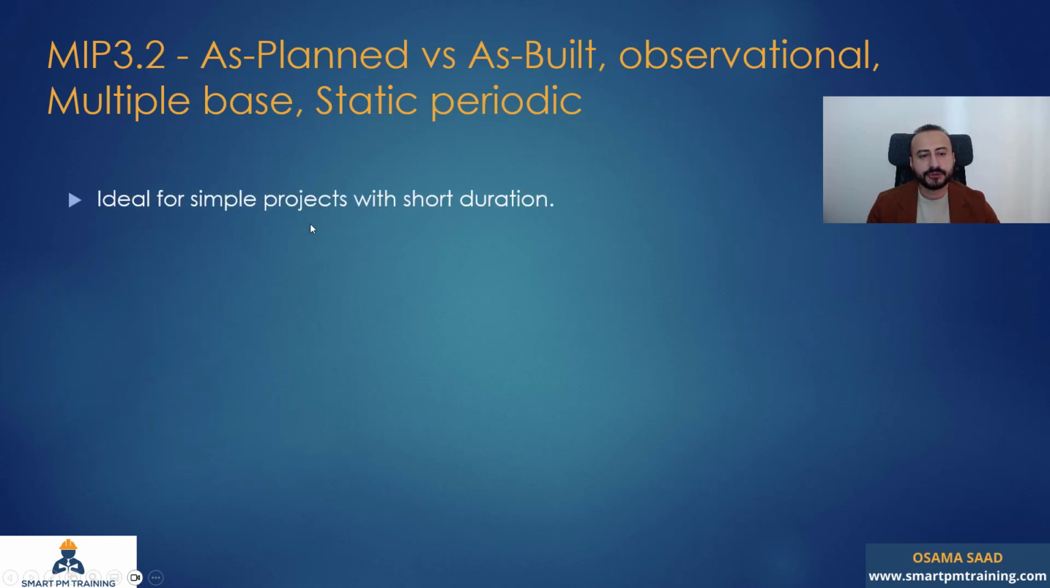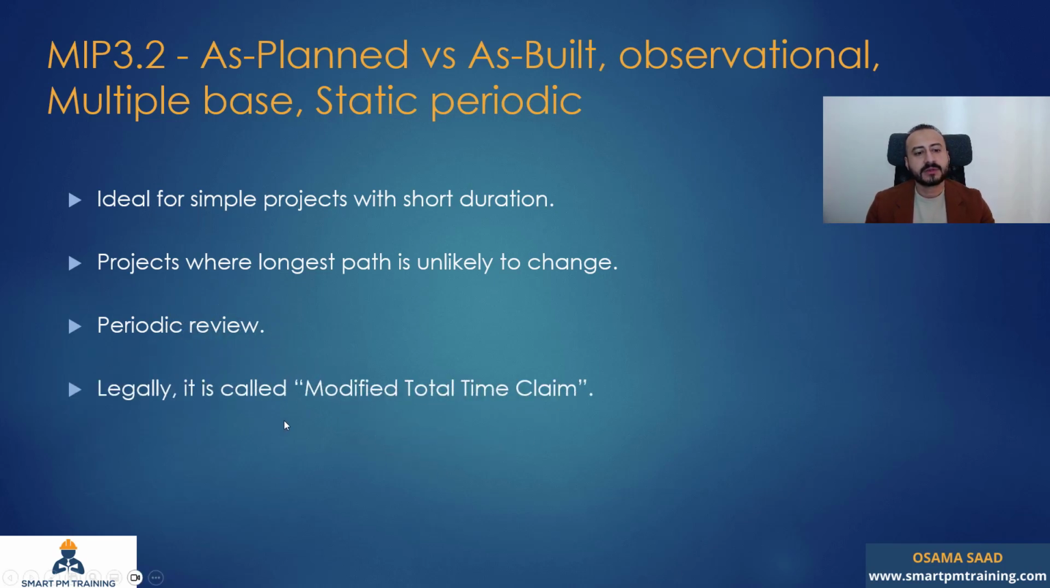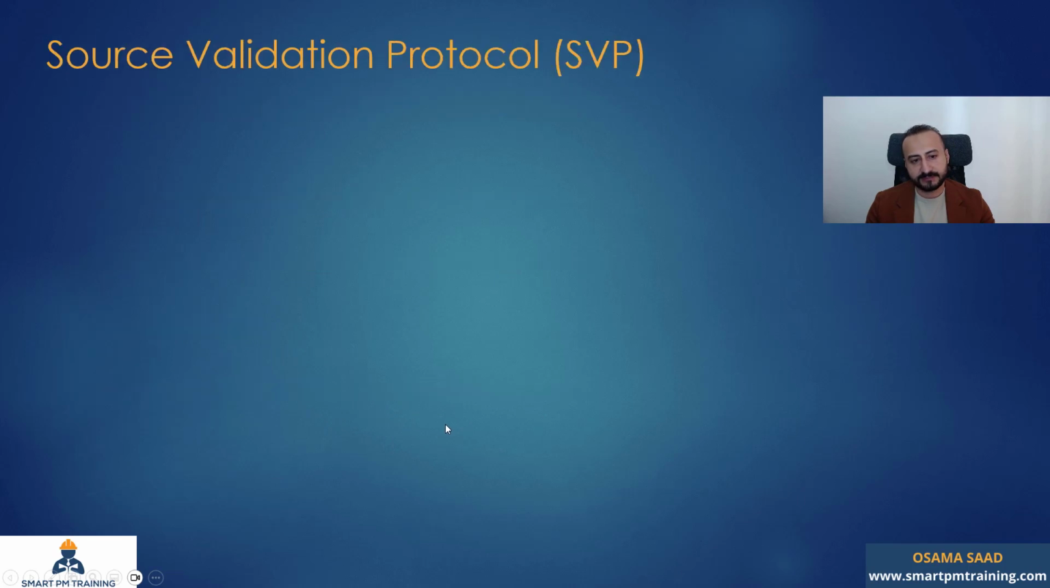It's ideal for simple projects with short duration. It is also suitable for projects where the longest path is unlikely to change. It's almost the same as 3.1. The difference here is periodic review. In the 3.1, it was grossed all at once, but in this case, in the 3.2, we're going to have periodic review or window analysis. Legally, it is called modified total time claim.